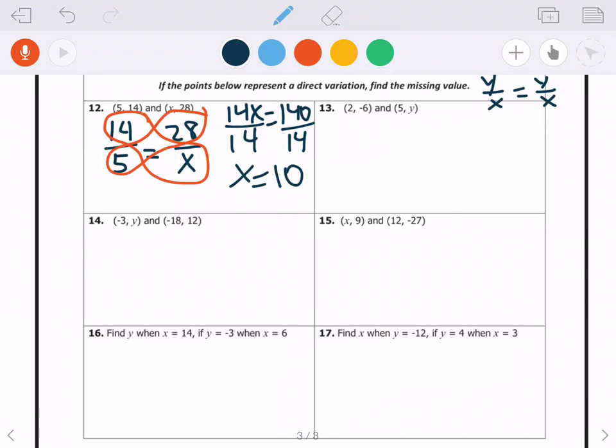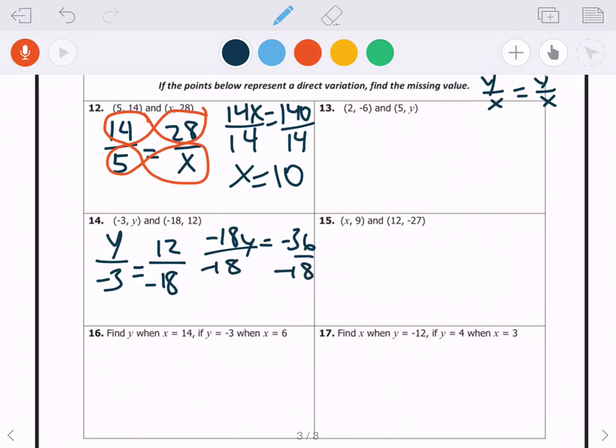Let's go down to number 15. We're missing an x, or excuse me, we already did one where it's missing an x. Let's do number 14. We're missing a y. So again, y over x equals y over x. In the first ordered pair, I'm going to have y over negative 3 equals 12 over negative 18. When I cross multiply, I'm going to get negative 18y equals negative 36. So I'm going to get y equals positive 2. Again, for checking purposes, I'm thinking that y is 2, so I'm going to have 2 divided by negative 3. Then my other ordered pair, I'm going to have 12 divided by negative 18. If I were to reduce 12 divided by negative 18, I would get 2 over negative 3. So that k is constant. So we are correct.